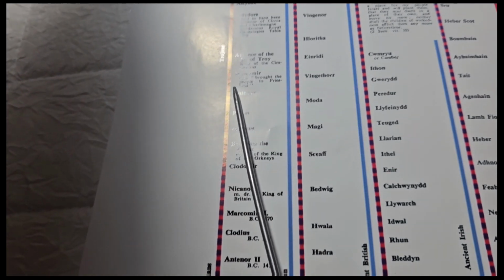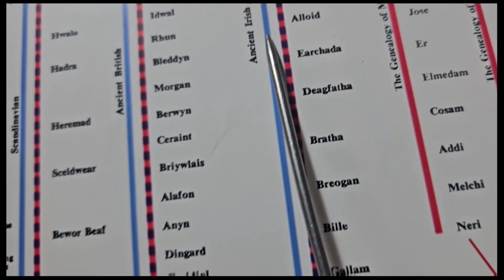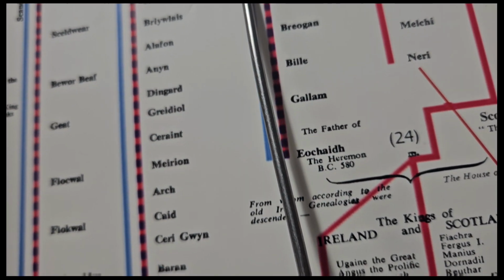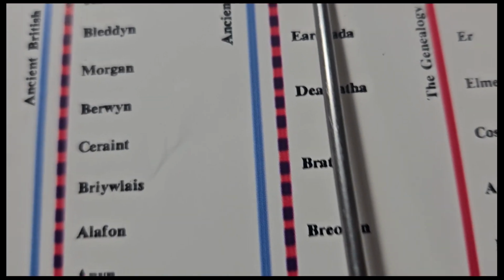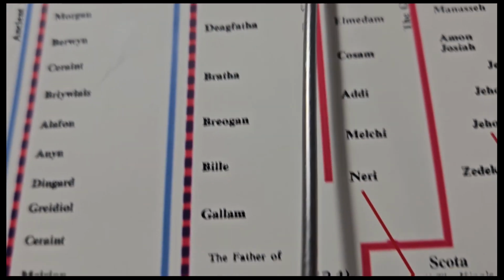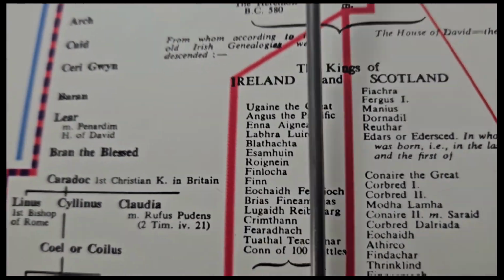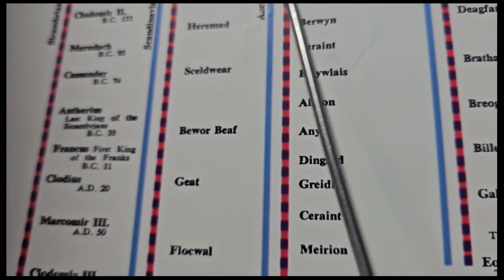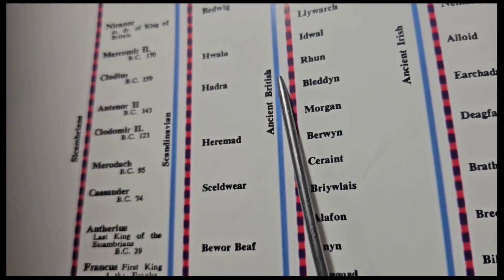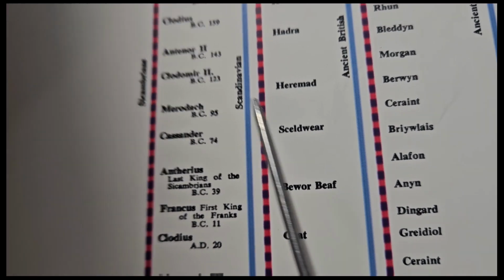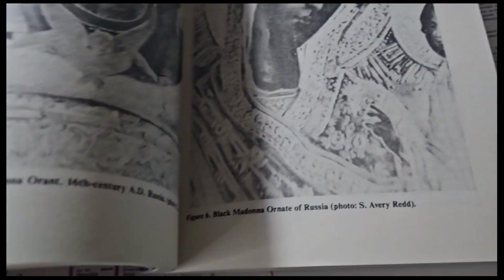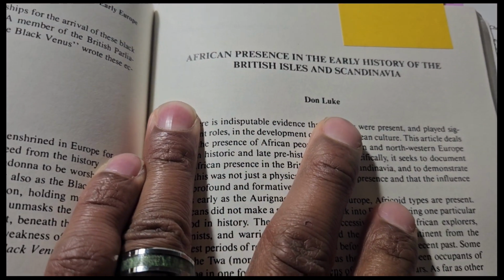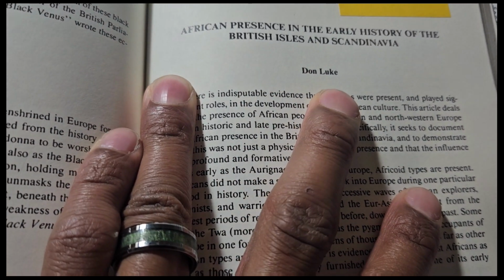So we got the Trojans, we got the Franks, we got the French, we got the ancient Irish. Okay. You get the point, but like I said, ancient and modern Britons. So who were these ancient British, so-called black? Right here, the ancient Scandinavians. Okay. So we go into this book. So right here we have the African presence in the early history of the British Isles in Scandinavia.